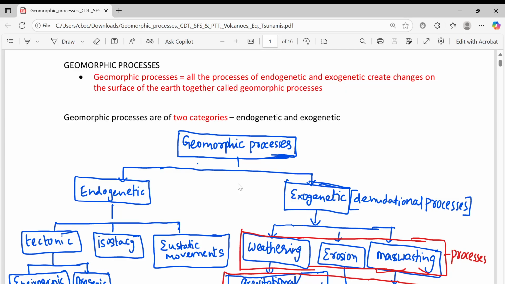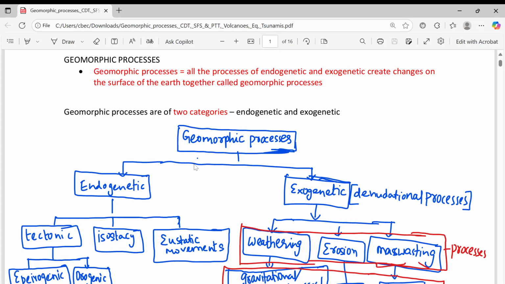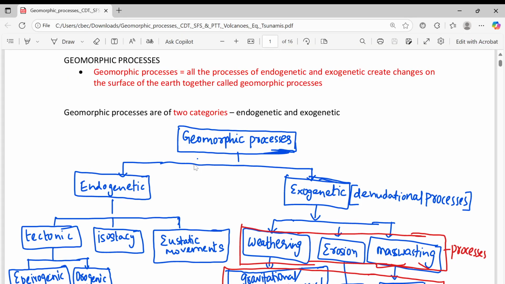In this class, I will start the geomorphic process topic. What is the geomorphic process first? What is geomorphic? Morph means form, change of form. Geo means earth. Earth form, there is getting changed.